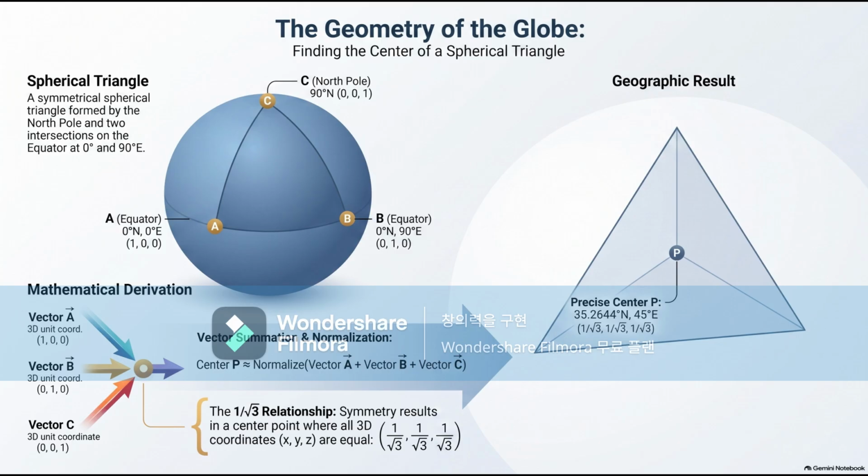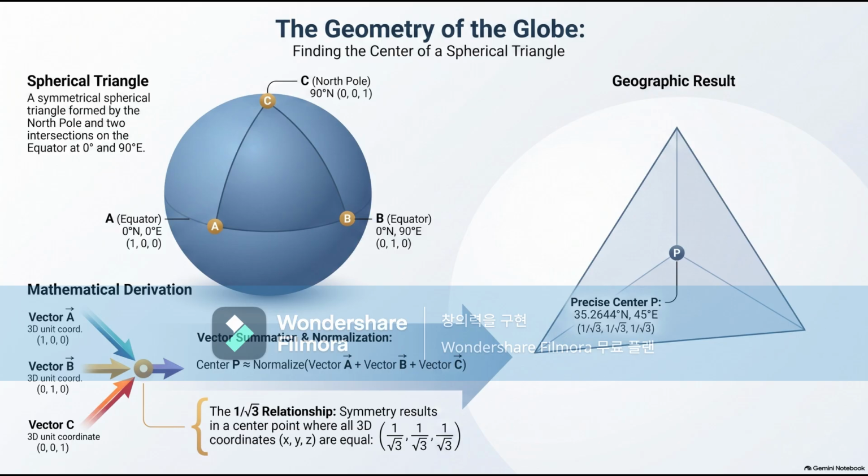We are incredibly conditioned by the screens in our pockets and the paper maps we grew up with. We expect the world to just be a neat, perfectly visible grid. But the moment you zoom out and deal with the actual shape of the Earth, that grid just shatters. It really does. And that is exactly our mission for today's deep dive.